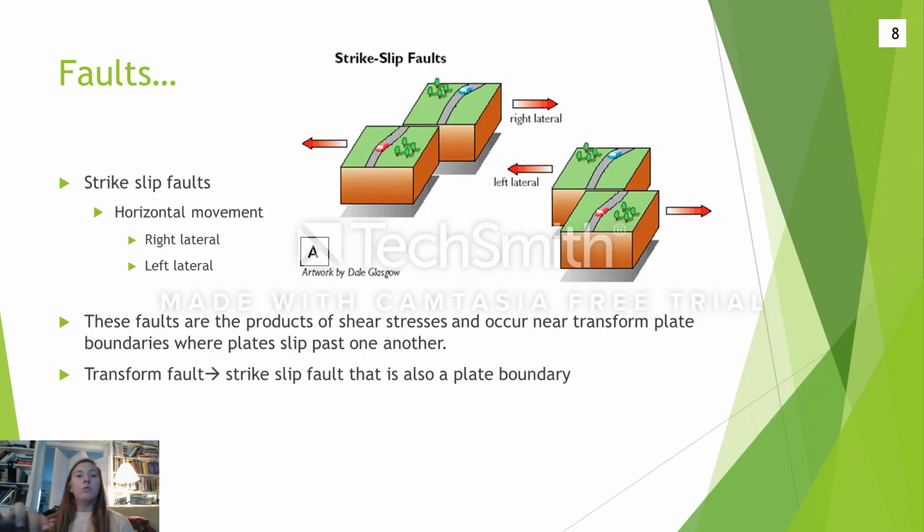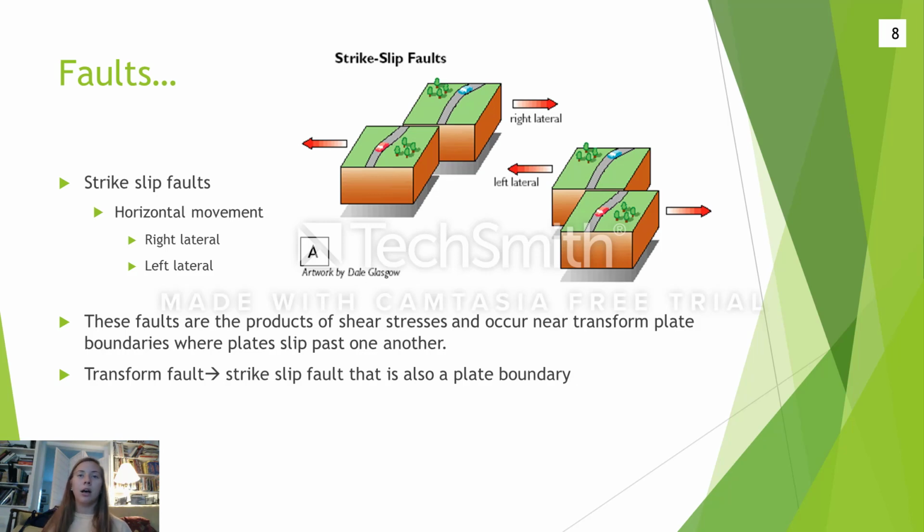So moving into strike slip faults, we're going to talk about these in terms of horizontal movement. Strike slip faults are where the displacement moves horizontally rather than vertically. There are two types of strike slip faults, right lateral and left lateral. We determine this based on the orientation of the far side of the fault line. So this way the direction of movement is the same no matter which side you stand on.